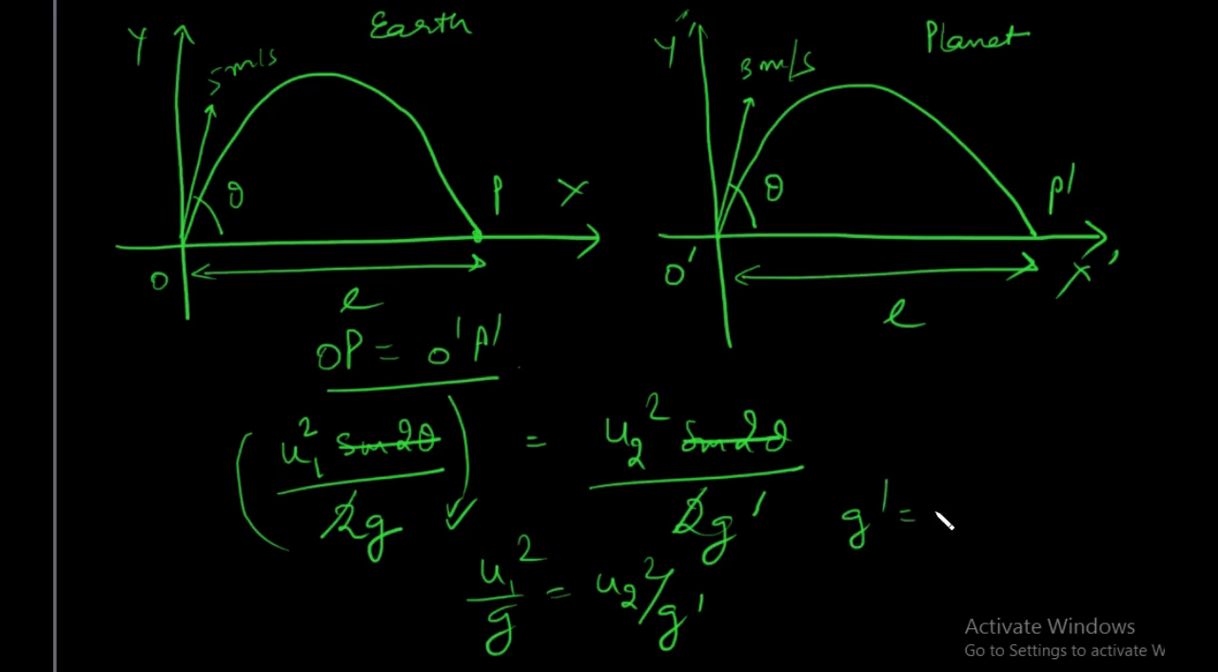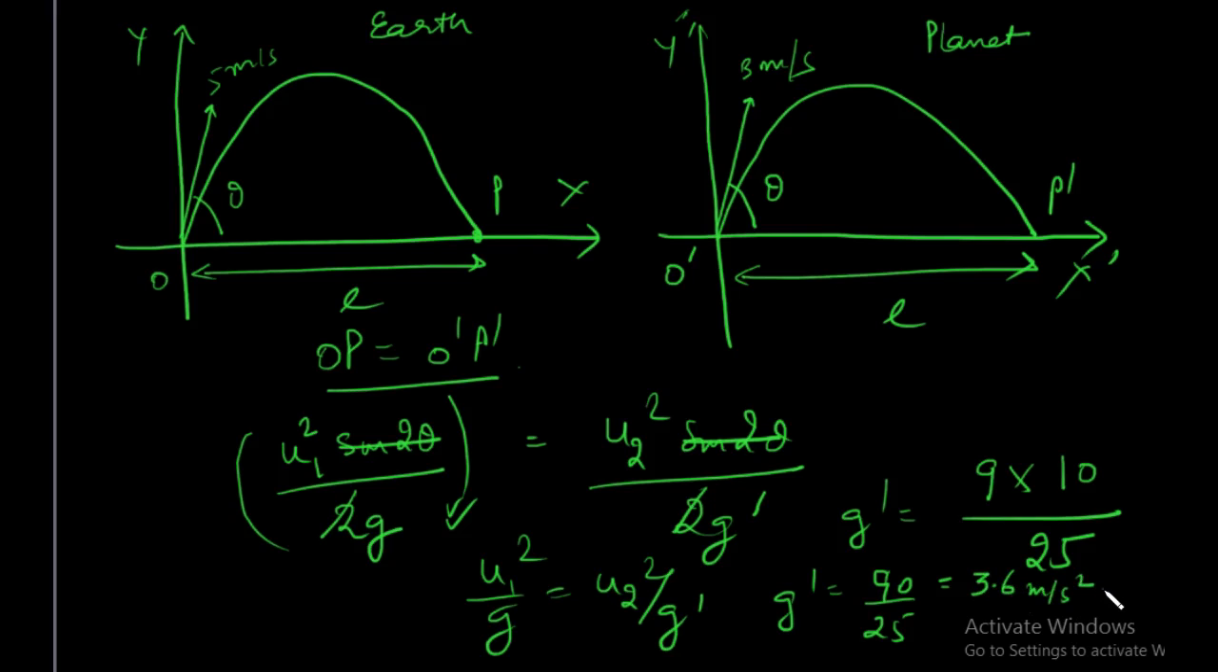And g dash would be equal to, what is U2? U2 is 3. So 3 times 3, 9 into g. We assume g here as 10. And U1 square, what was U1? 5, so 25. So g dash is 90 by 25. This comes out to be 3.6 meter per second square. This is our answer.